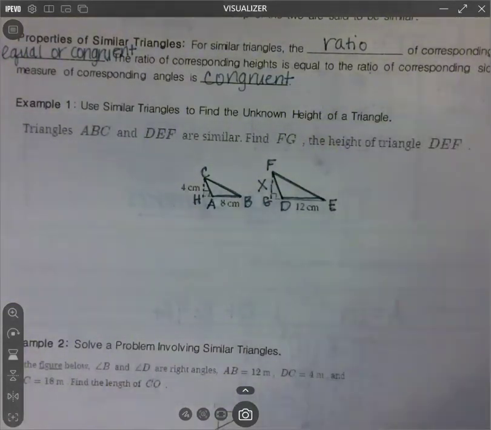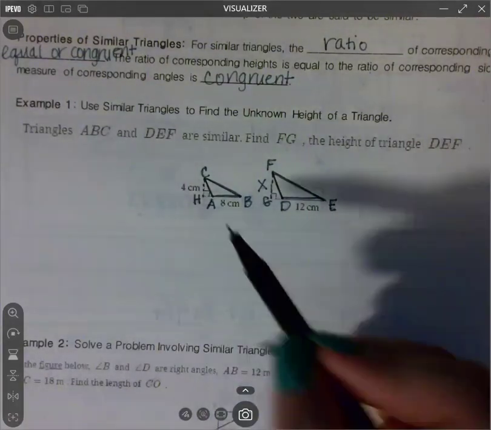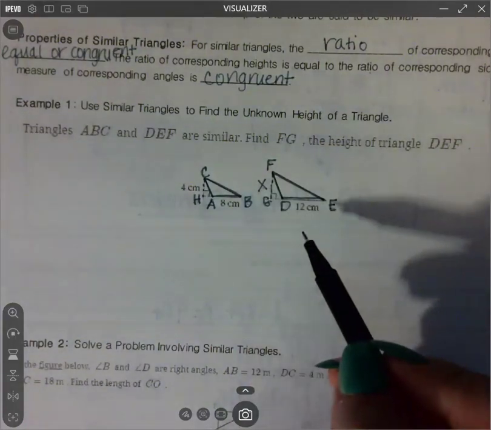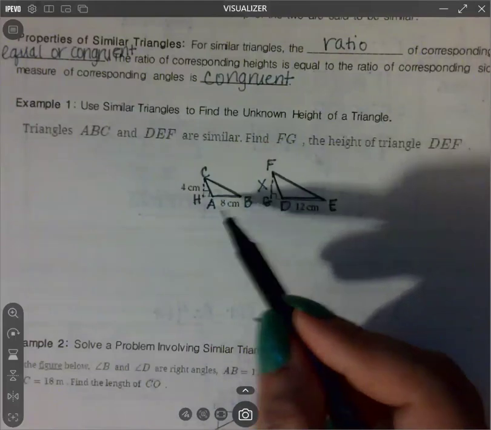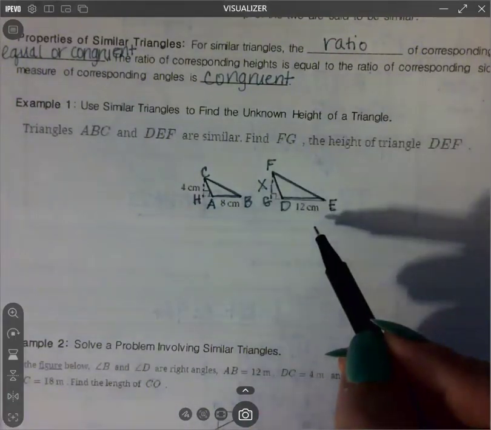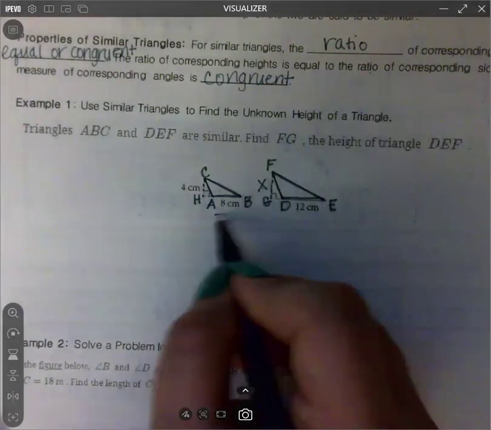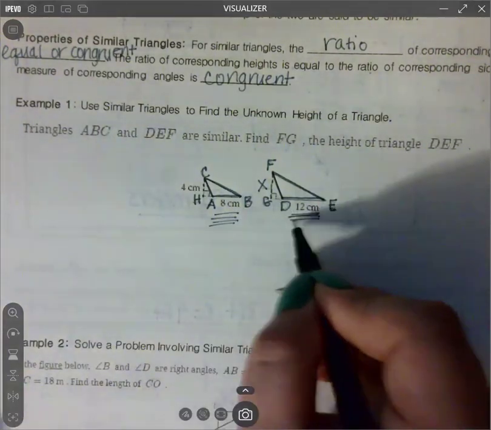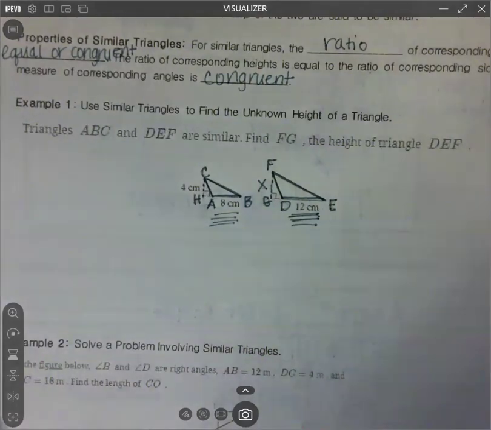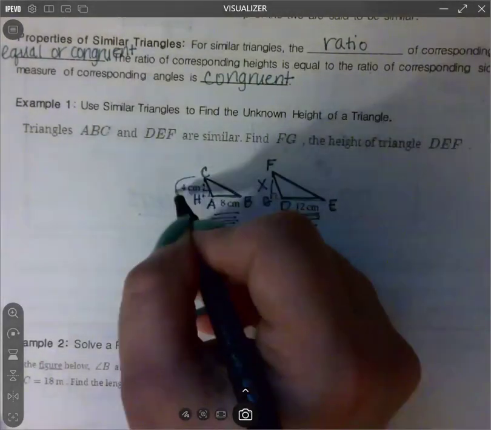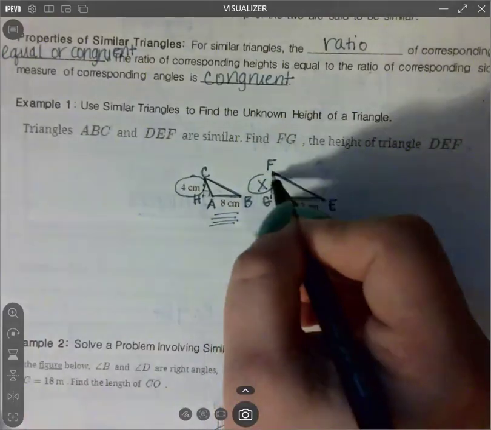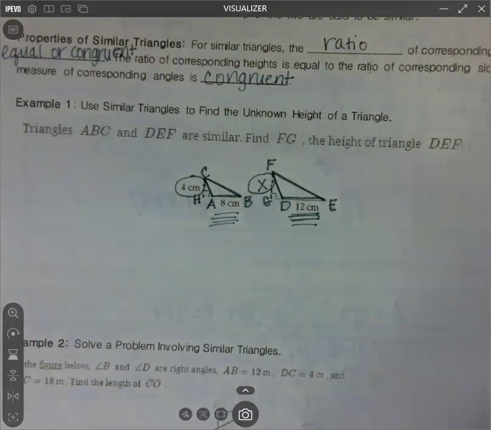So as we're setting these up, we want to pay attention to the orientation. Notice that both of these triangles are sitting pretty much the same way. I don't need to rotate them so that their orientation is the same. This side is going to represent the base, and this side is going to represent the base. This side represents the height, and this side represents the height.